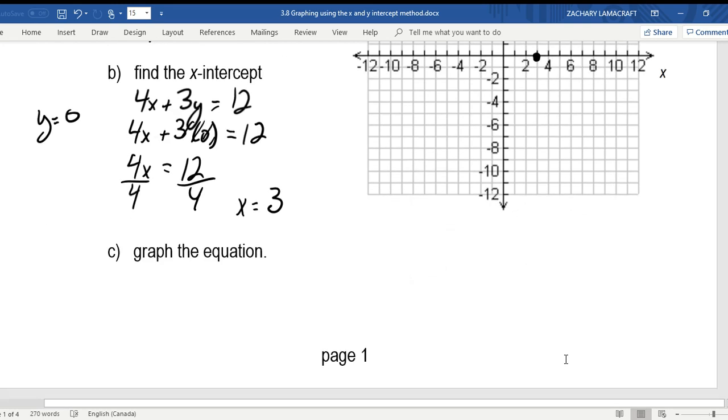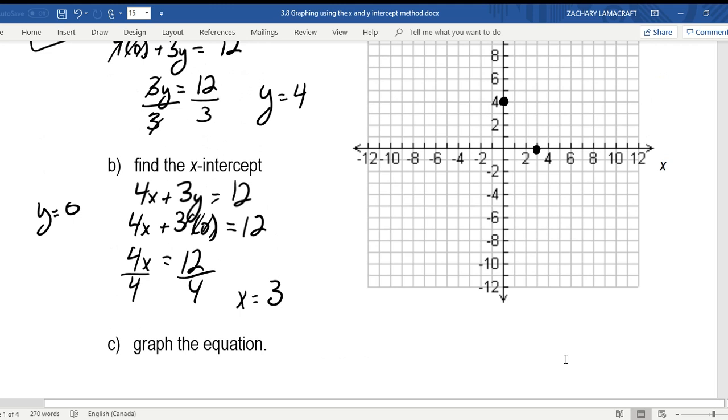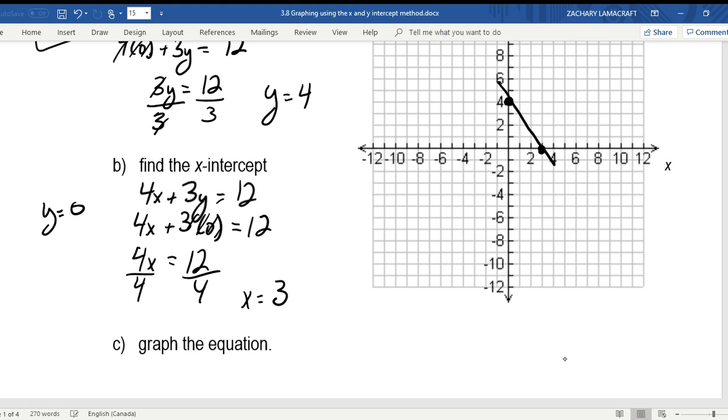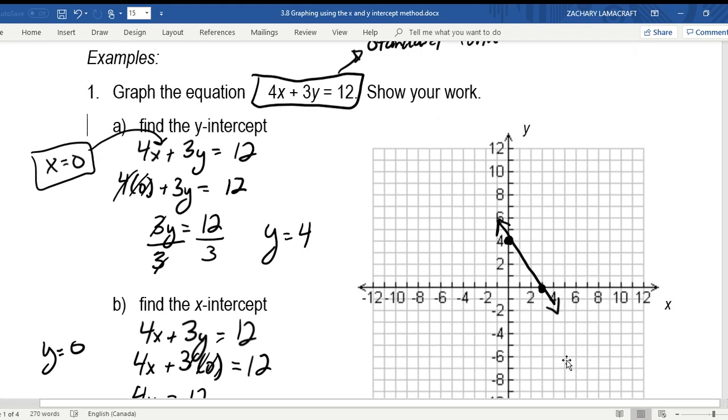So from there, the last thing we need to do is graph the equation. We would connect both of those points, add the arrowheads, and last but not least, what we do with every single equation is label it: 4x plus 3y equals 12.